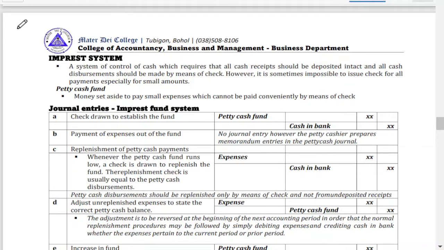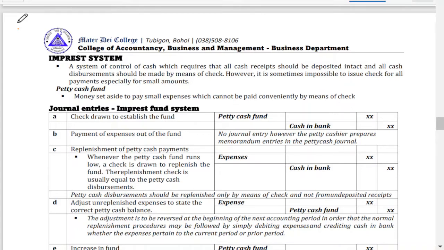So, for today, we will continue on the accounting for cash and cash equivalents, particularly the recording of transactions involving petty cash fund. So, as mentioned in our previous video on cash and cash equivalents, petty cash fund is a particular current fund that is used to pay small amounts of expenses, which cannot be paid conveniently by means of checks.